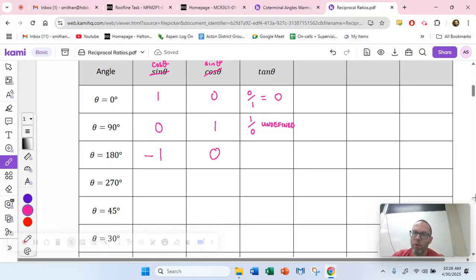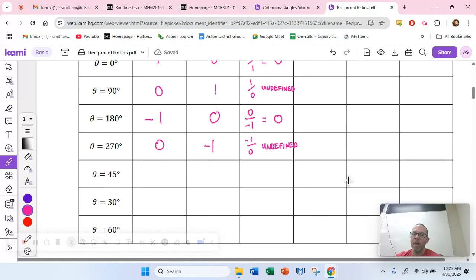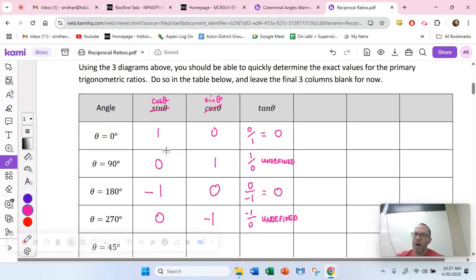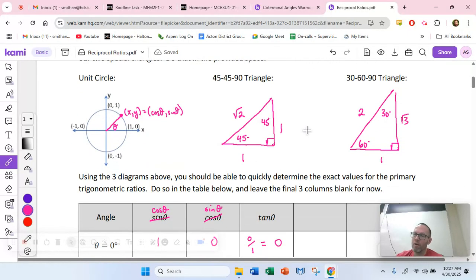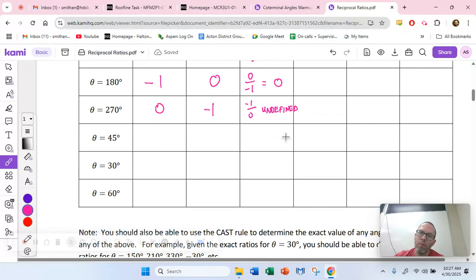The point on the unit circle corresponding to 180 is negative 1, 0, making the tangent 0 over negative 1, which is 0. The point on the unit circle for 270 is 0, negative 1. So the tan, negative 1 over 0, is undefined. And we're leaving those 3 columns to the right blank for now. For 45, what's the cosine? What's the sine? Look at your special triangle. Opposite and adjacent are both 1 over root 2. So 1 over root 2, 1 over root 2. Opposite over adjacent is just 1 over 1. So the tan is 1.